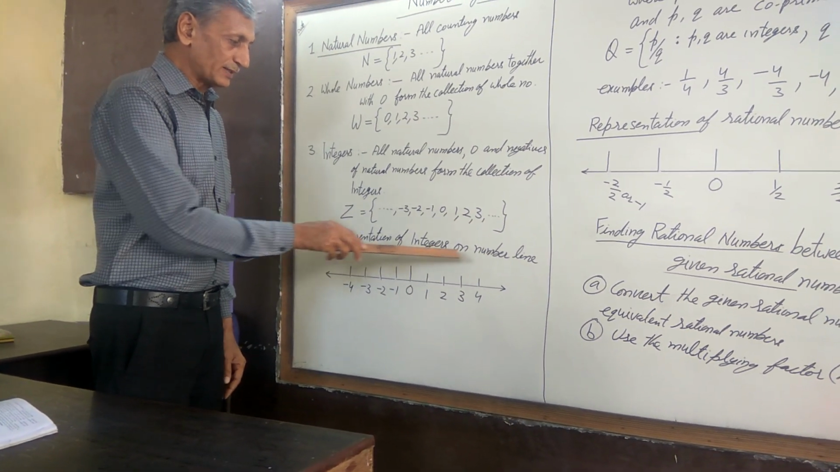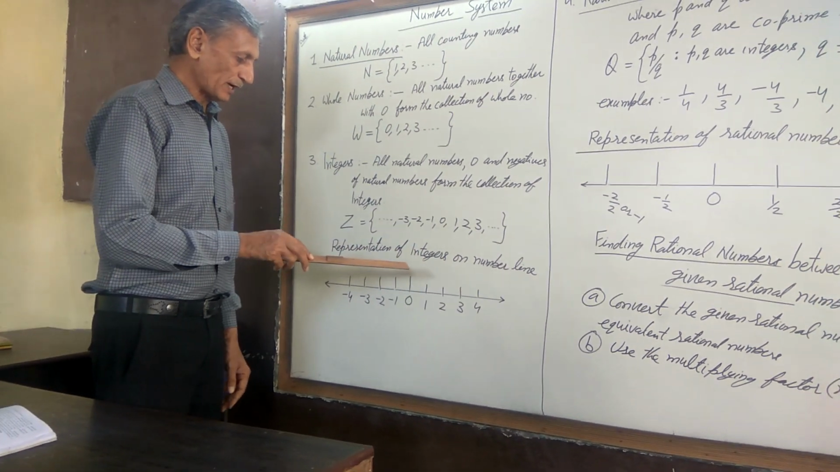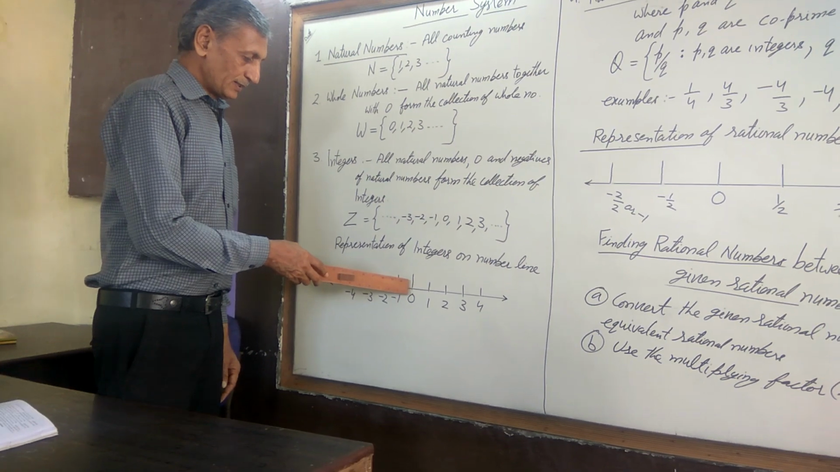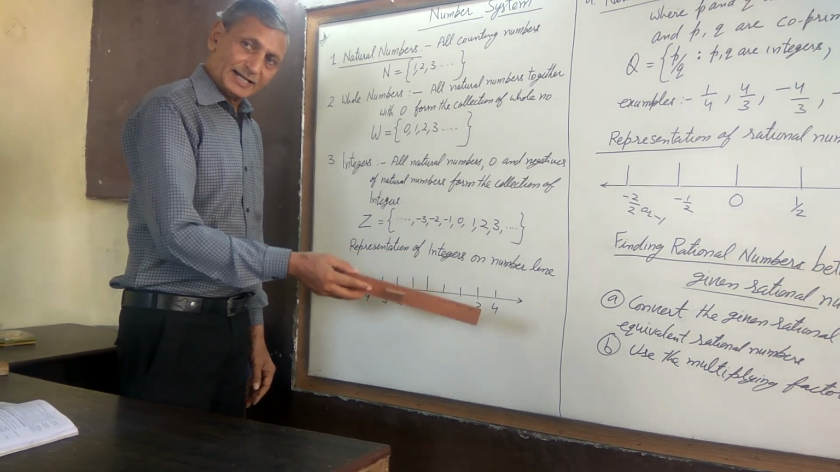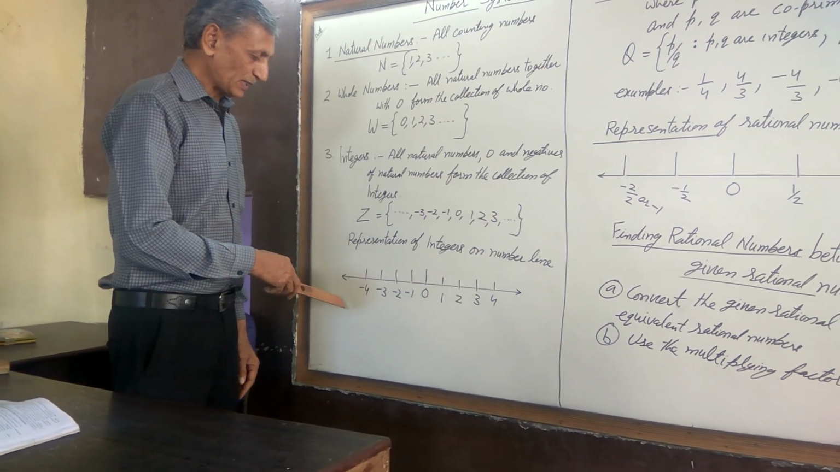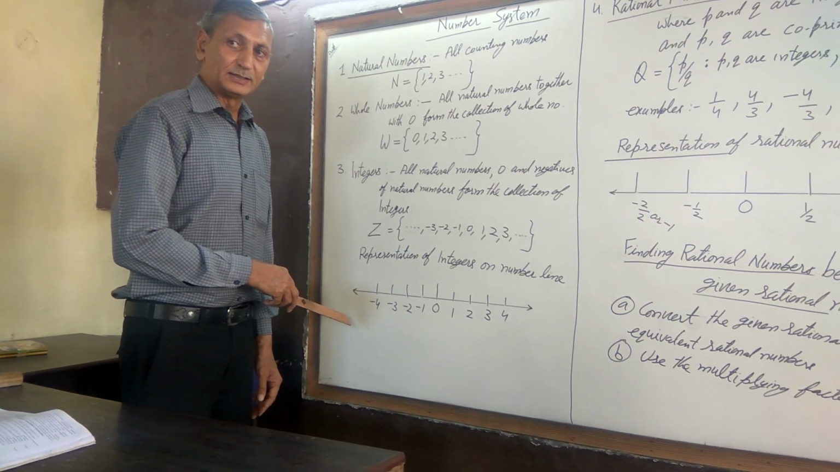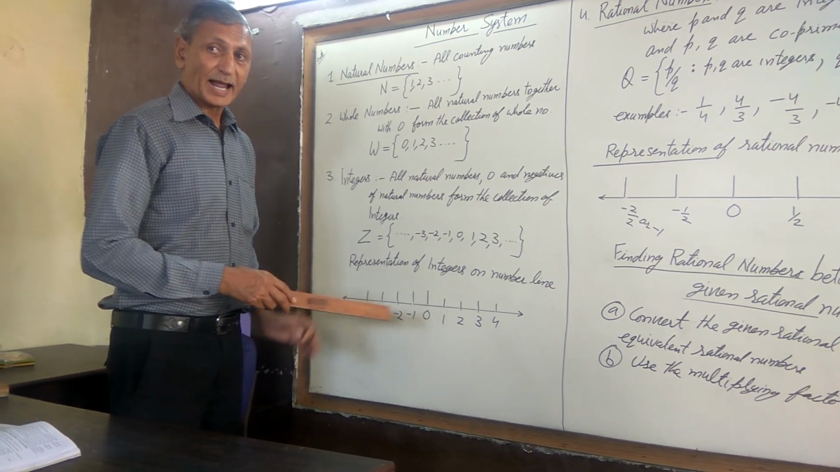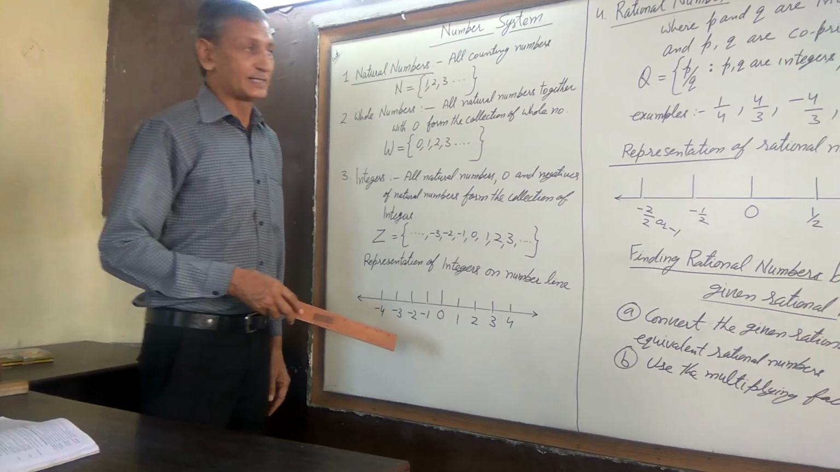We can represent the integers on a number line. This some of you have already learned. In between we take 0. To the right side we take positive integers and to the left side we take negative integers. The integer line extends up to infinity on both sides.